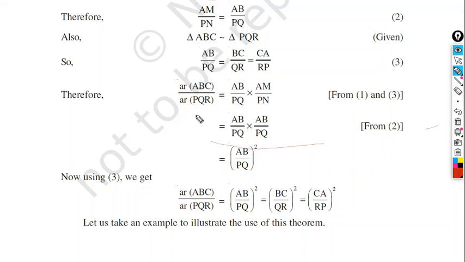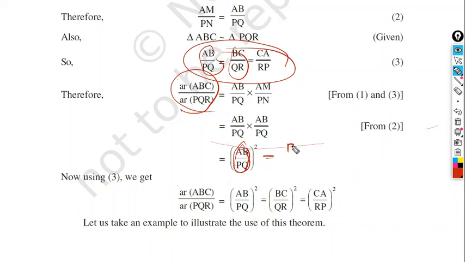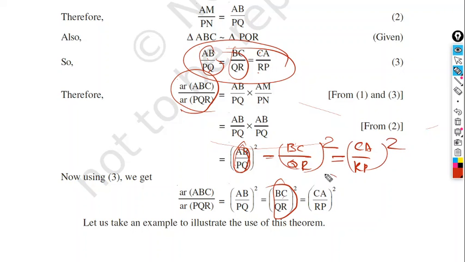Now as we have got this equal to AB by PQ whole square, remember that in statement 3, AB by PQ was equal to BC by QR. So instead of AB by PQ, we can write BC by QR, and the square is there. Therefore, AB by PQ whole square will be equal to BC by QR square. Then that is also equal to CA by RP whole square. That is already written here.